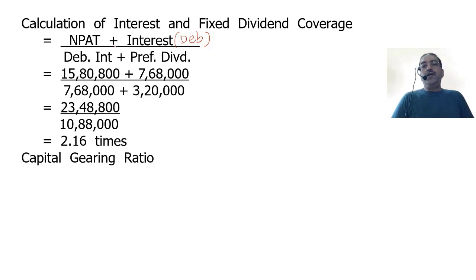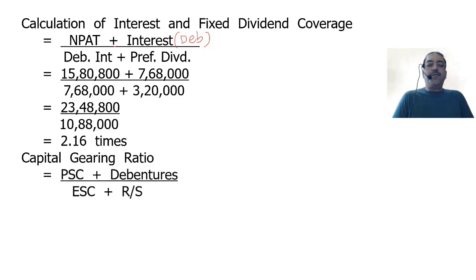What will come in denominator? Not bearing fixed rate of interest or dividend. Equity capital does not carry fixed rate of interest or dividend. Reserves and surplus does not carry interest or dividend. So I will write it as preference share capital plus debentures upon equity share capital plus reserves and surplus. RS means what? Short form for reserves and surplus.